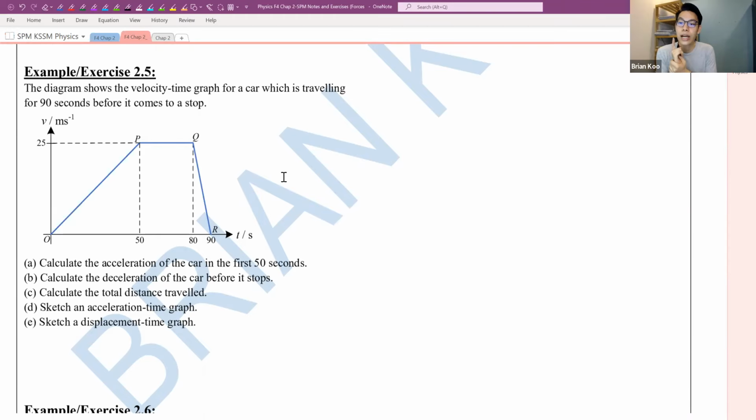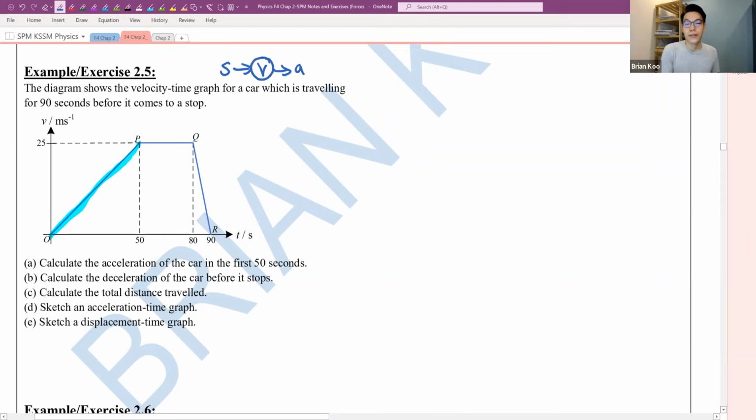In part A, they ask us to calculate the acceleration for the car in the first 50 seconds. I am pretty sure everybody should be able to do this. If unsure, write down SVA, circle the one that you have. If they ask to find the acceleration, gradient. So this is a positive gradient. That means it's speeding up, getting faster. The y distance is 25. The x distance is 50.